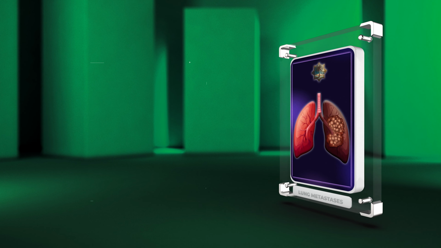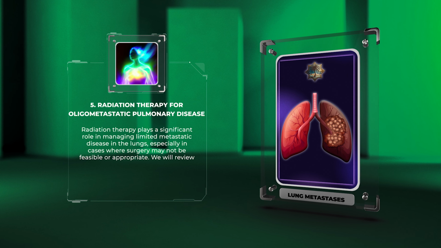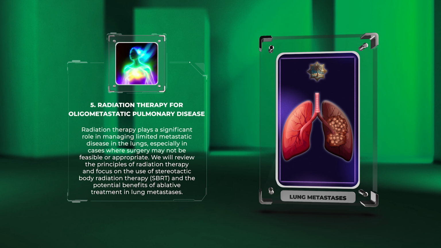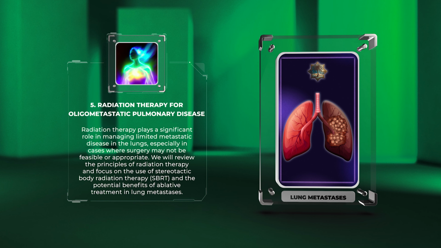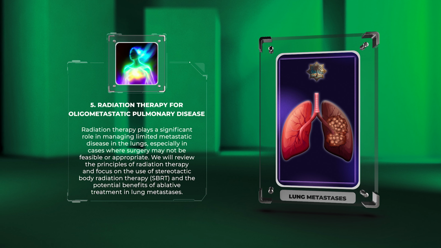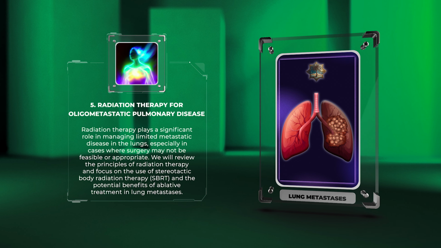Radiation therapy plays a significant role in managing limited metastatic disease in the lungs, especially in cases where surgery may not be feasible or appropriate. We will review the principles of radiation therapy and focus on the use of stereotactic body radiation therapy, SBRT, and the potential benefits of ablative treatment in lung metastases.